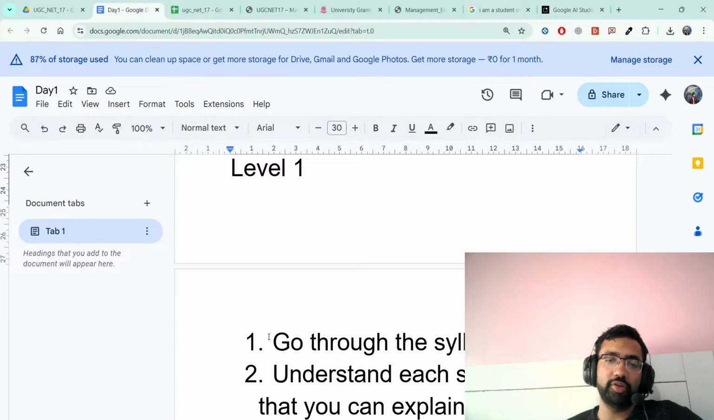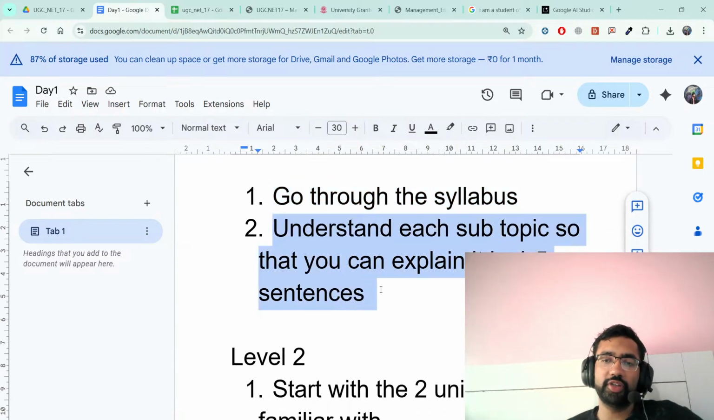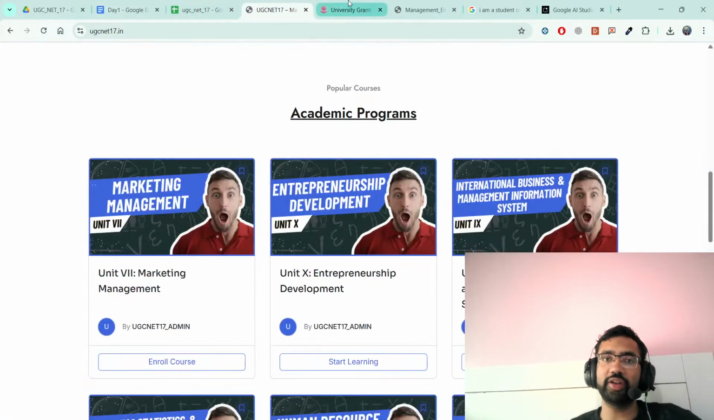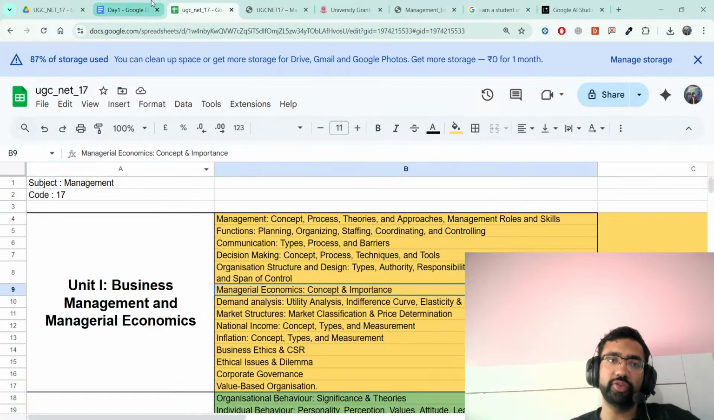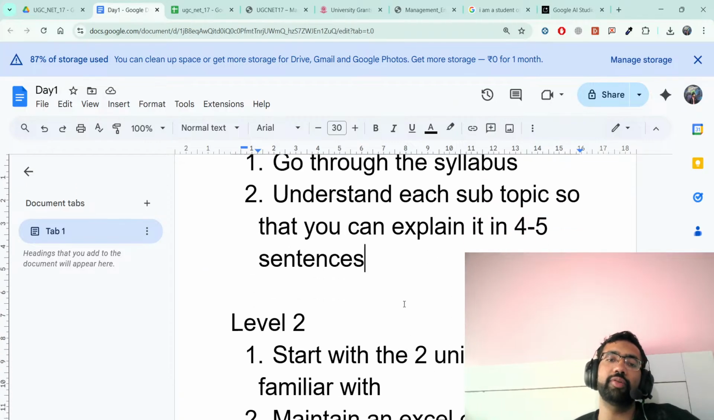How to start. Level 1: go through the syllabus. Number 2, understand each topic in short. The best way to know if you know a topic is to try to explain it to someone else. That's the simplest way. Any topic you see, try to explain it to yourself or to someone, as if you are explaining the topic to someone else. And see if you can explain it in 4 to 5 words. So that is done. That would be level 1.